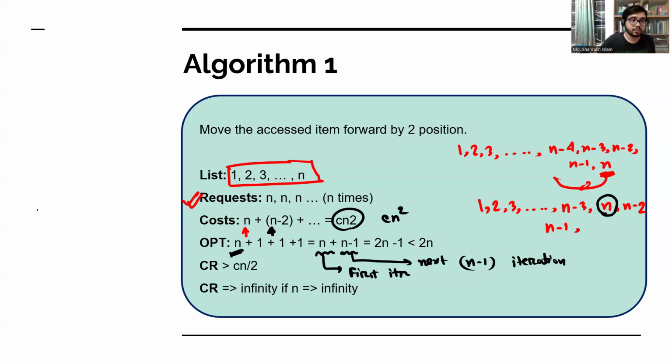So the competitive ratio is our algorithm divided by the optimal algorithm. Our algorithm is cn square. On the other hand, the optimal algorithm is 2n. If we eliminate n from the denominator and numerator, we will get cn over 2. If n tends to infinity, then our competitive ratio, CR meaning competitive ratio, will tend to infinity. So this is not a good algorithm to solve this problem.